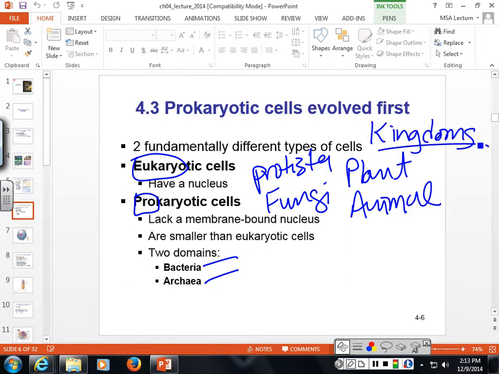All right, so a eukaryotic cell has a nucleus and a prokaryotic cell does not have a nucleus. They both have DNA, though. Let's just make sure we clarify. They both have DNA.